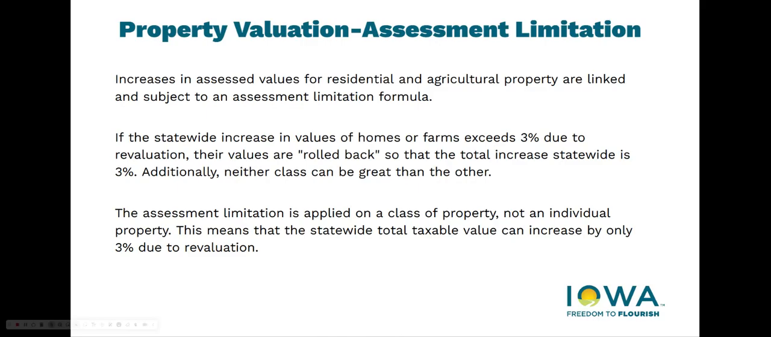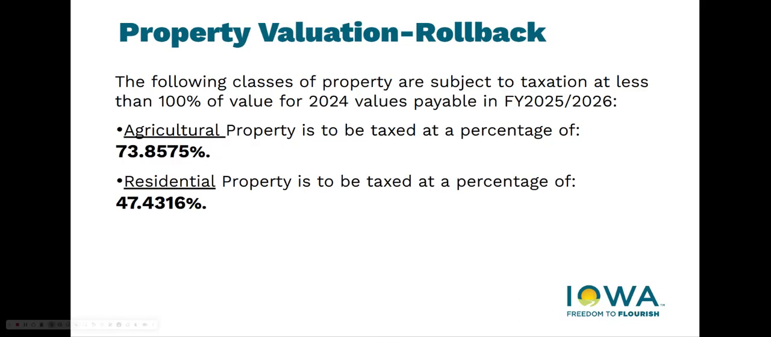It's important to note, though, when we talk about this percentage of value, this assessment limitation that's applied, it is applied on a class of property as a whole, not as an individual property. So it means that the statewide value can increase by only 3% due to reval, but an individual property tax owner's assessed value can increase more than that due to a variety of different local reasons. However, in order to control that statewide growth, again, this calculation is put into place and a percentage of value is actually taxed for those classes at the end of the day.